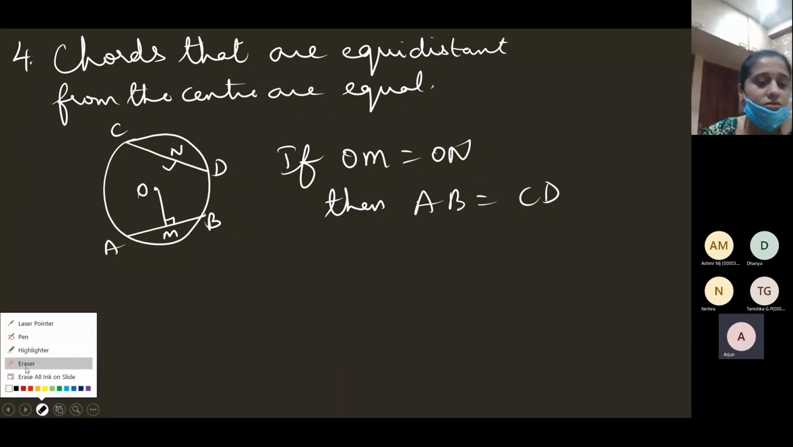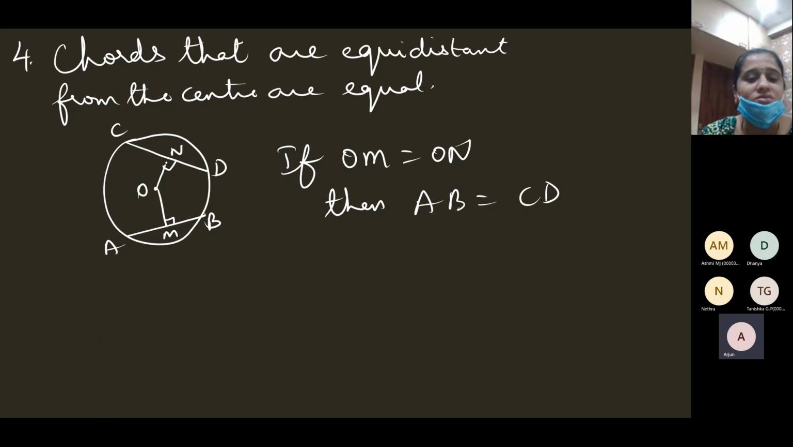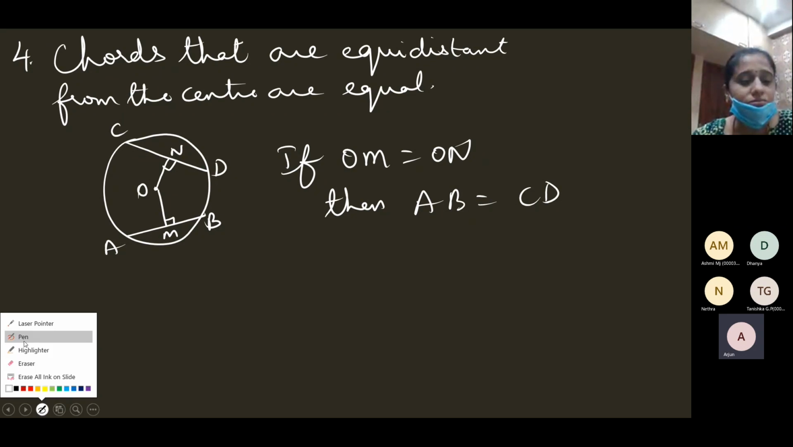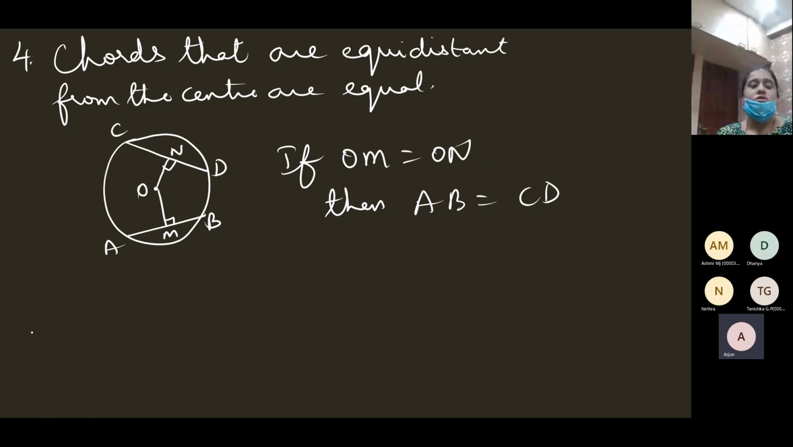If the distances of the two chords from the center are equal, then the chords are equal in length. Look at the statement: chords that are equidistant from the center are equal. Which means if OM is equal to ON, because OM is the distance of chord AB from the center and ON is the distance of chord CD from the center, then AB is equal to CD. Is this fine?